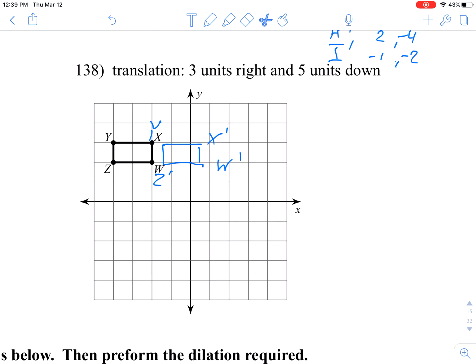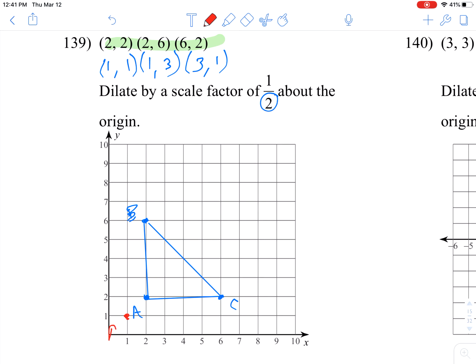So our new points, 1, 1, I'll do it in red so we can see it better, is right here. We're going to label it A prime. 1, 3 is right here. We're going to label it B prime. And C prime is going to be 3, 1. It goes right there. Connect your points.